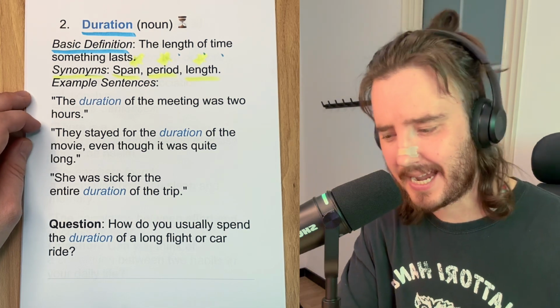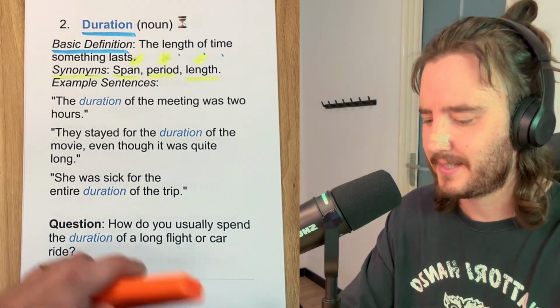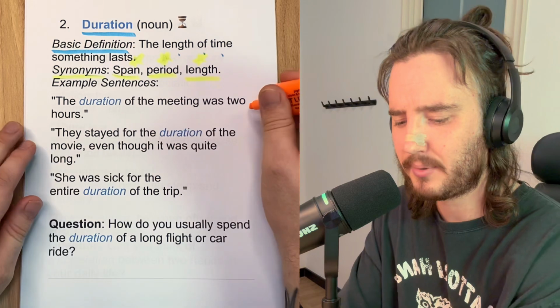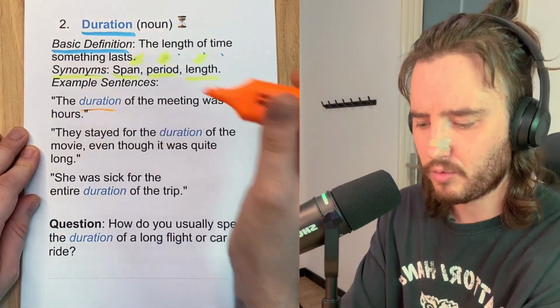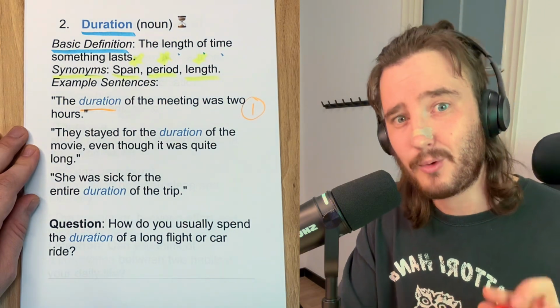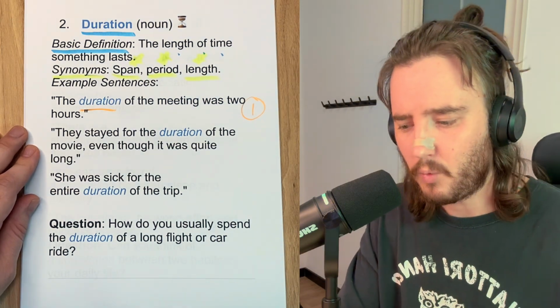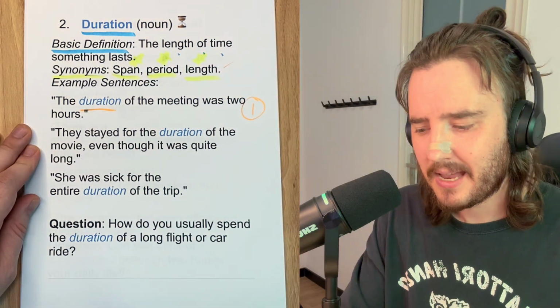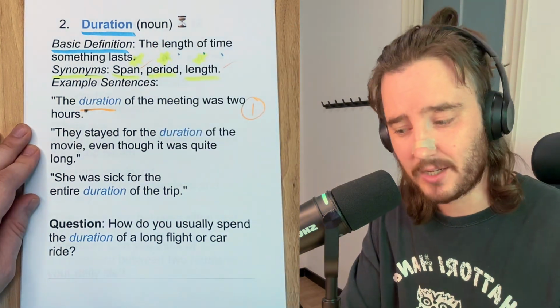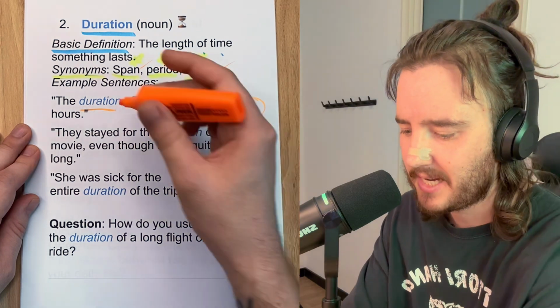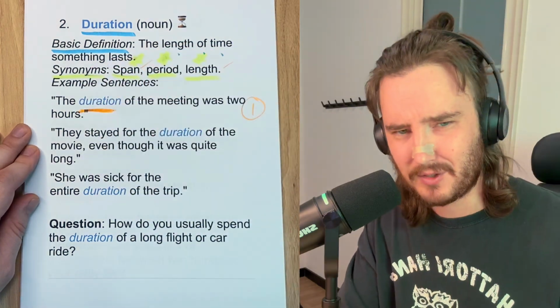Now let's take a look at some example sentences. Here's example sentence number 1: The duration of the meeting was 2 hours. So what was the length of the meeting? How much time did the meeting span? Well, it spanned 2 hours, so that's the duration of this meeting.